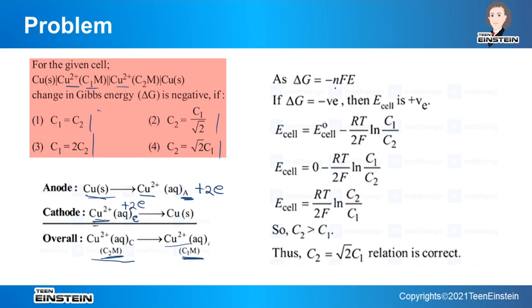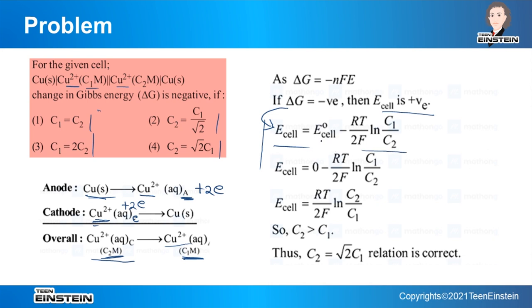Okay, so del G is equal to minus nFE. So if del G is negative, E cell must be positive. Now here we have used the Nernst equation, though how from the del G value we can get this equation, that we will see shortly. But right now just see, this is the relationship that we have to use. This is actually the Nernst equation.